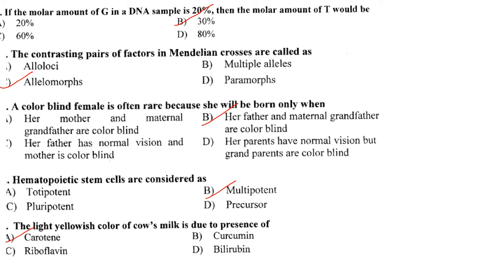Her father is colorblind and her mother is a carrier of the disorder as her maternal grandfather was colorblind. Hence, in this case, she can be born colorblind. So, answer is option B. Hematopoietic stem cells are considered as multipotent. Answer is option B. The light yellowish color of cow's milk is due to the presence of carotene. Answer is option B.